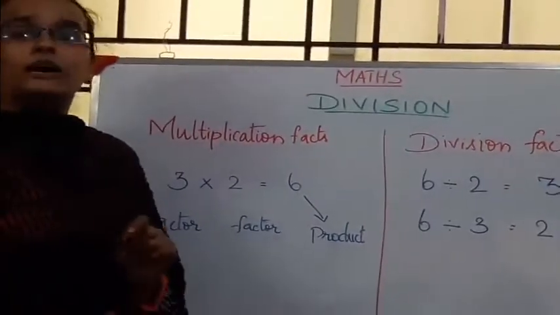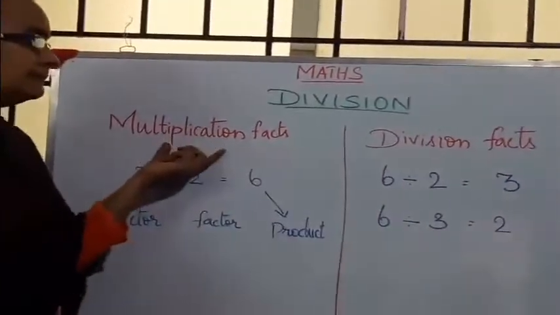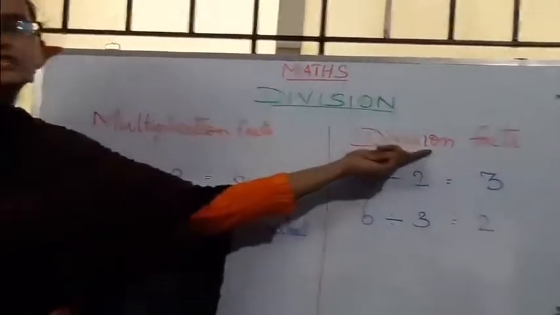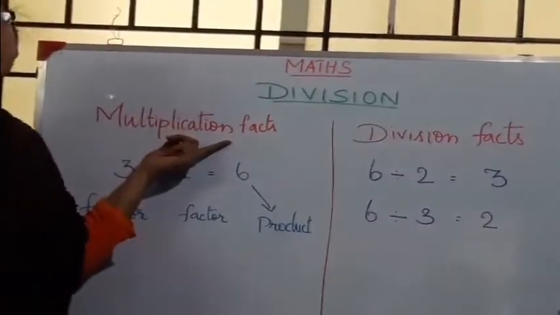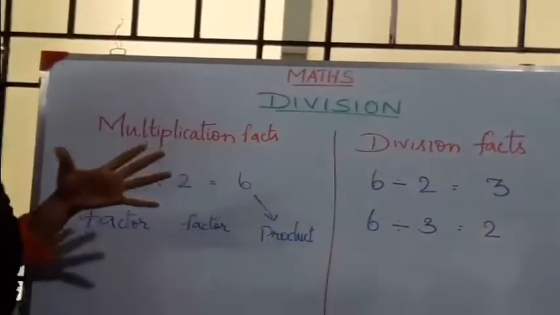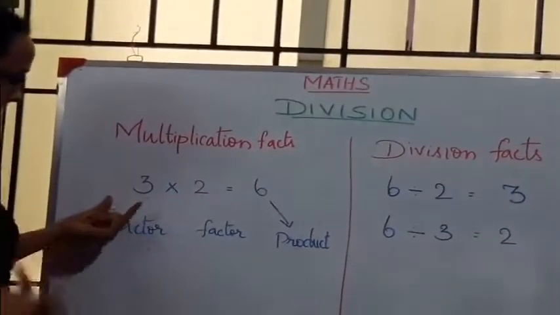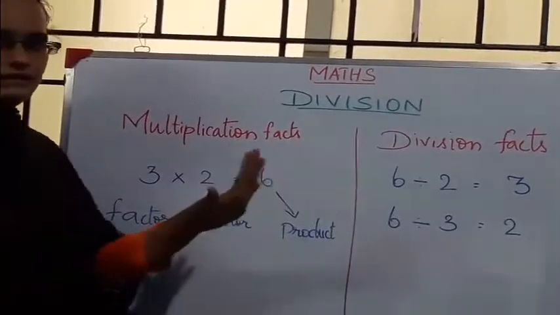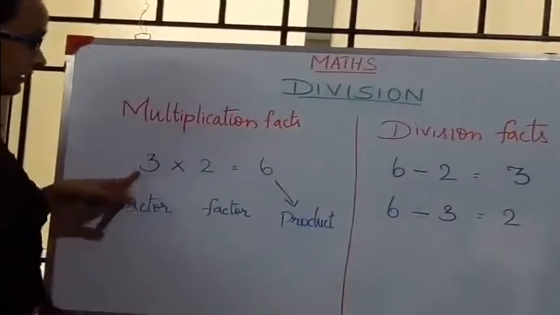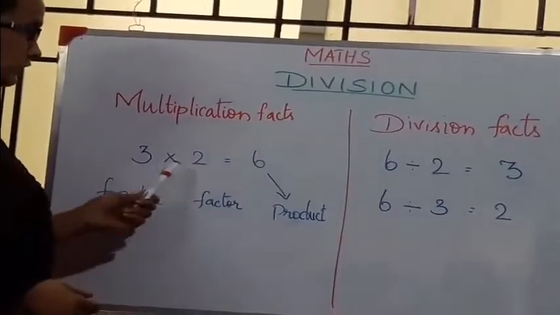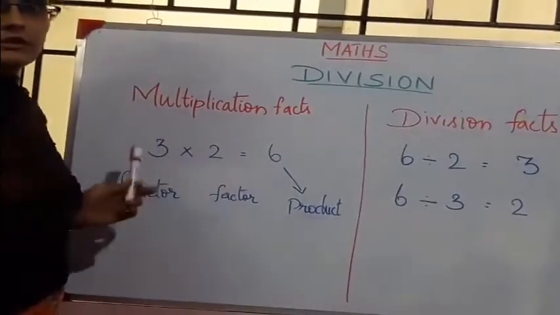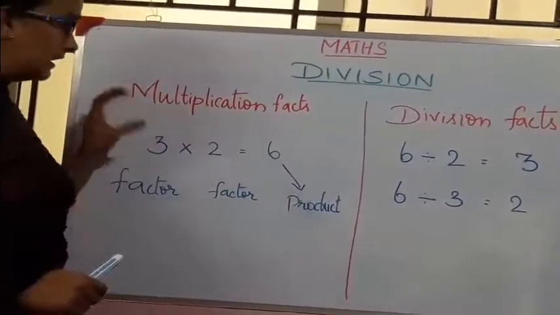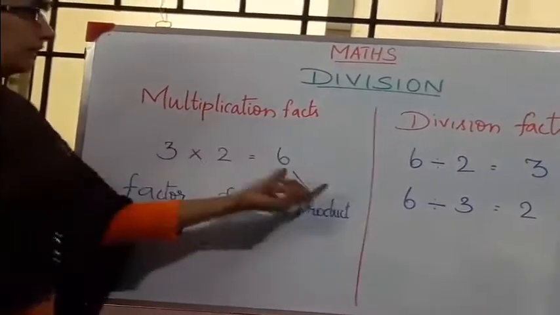Okay, children. Now I am going to teach you multiplication facts and division facts. Multiplication facts we already learned. A multiplication fact is nothing but when we multiply two factors, we get the product. So here 3 into 2, we get 6. So this is the multiplication fact. That is, when we multiply two numbers we get the product.